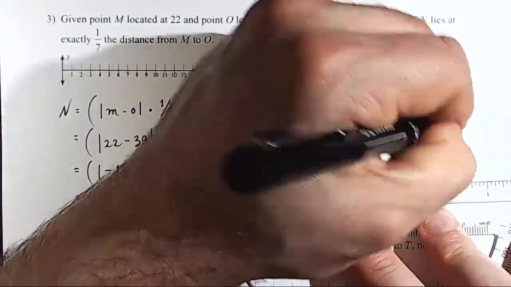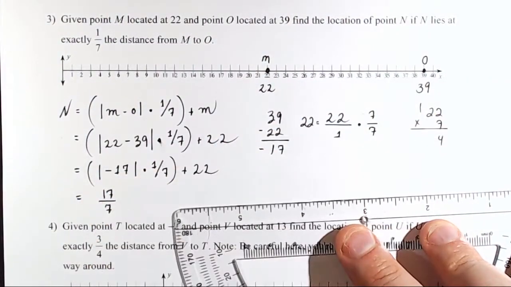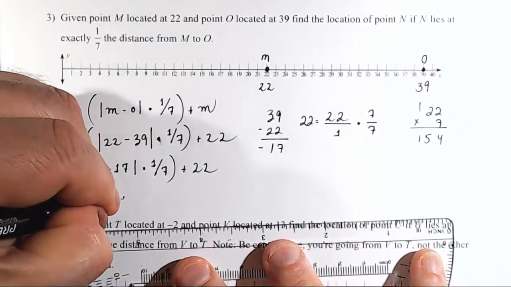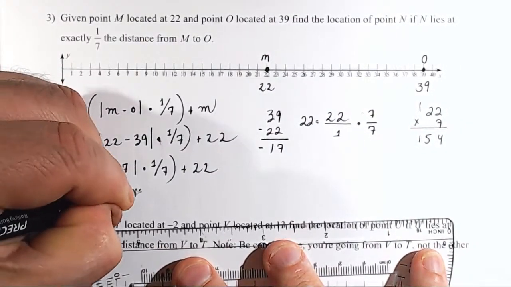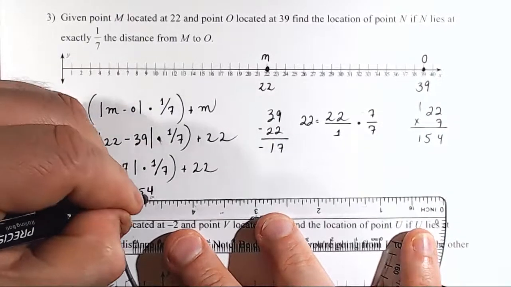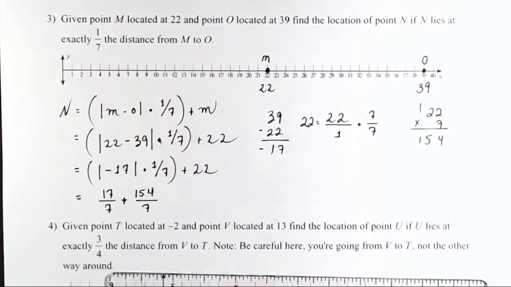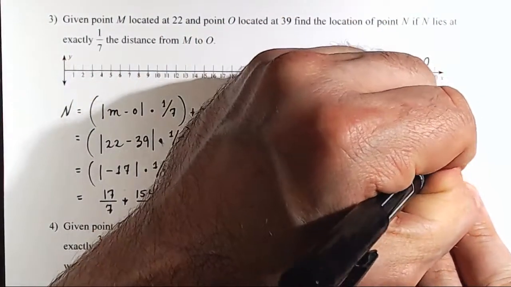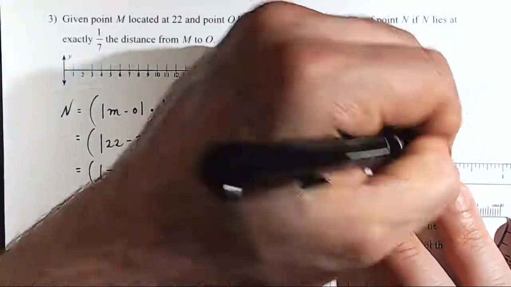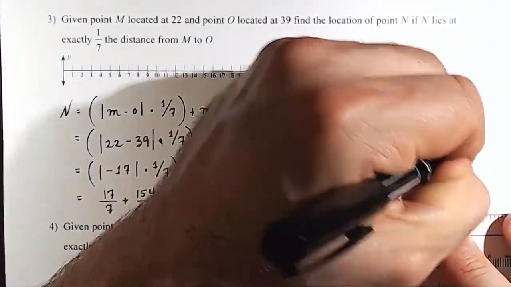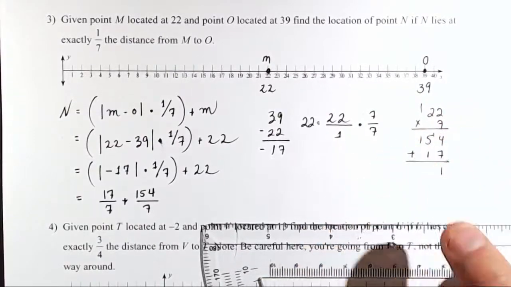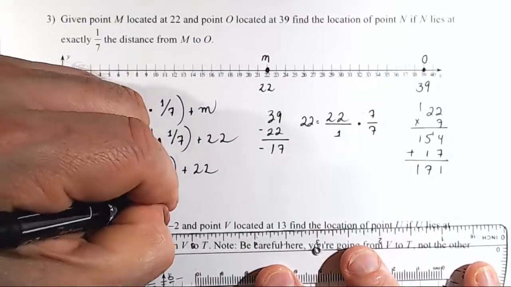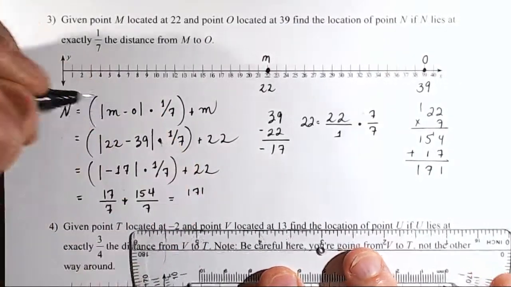2 times 7 is 14, carry the 1. 2 times 7 is 14, plus 1 is 15, 154. So now I'll put plus 154 over 7. So now I'm just going to add across the top: 154 plus 17. 4 plus 7 is 11. 5 plus 1 plus 1, that's 7. And 1. So 171. This is equal to 171 sevenths.